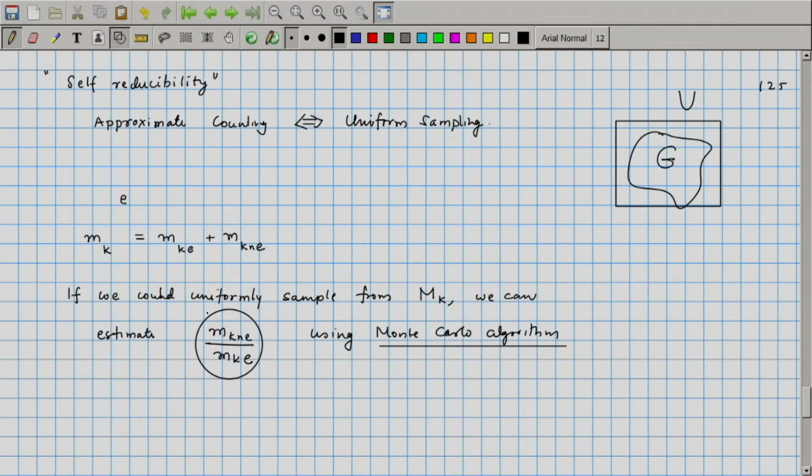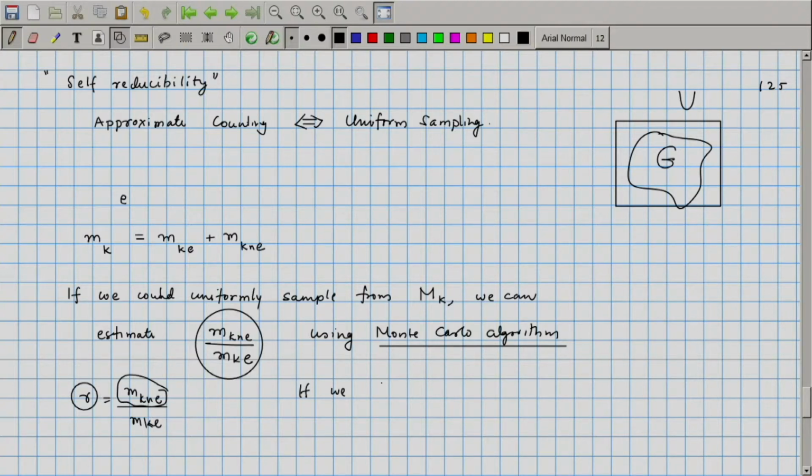Okay. But if so, this ratio could be estimated, but what is the advantage? If we estimate this ratio, can we really compute MK? MKNE by MKE, this is a ratio that we have estimated. Now, suppose we knew MKNE, we could clearly compute MKE as well.